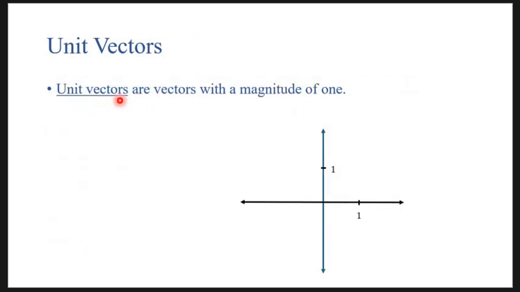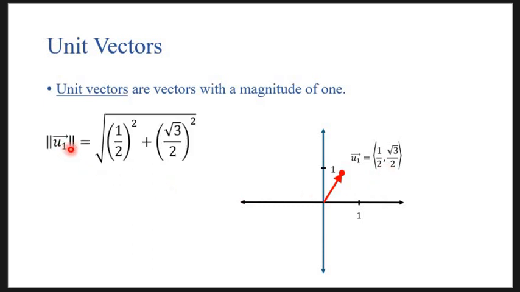Next, I want to define what a unit vector is. A unit vector is just a vector with a magnitude of 1. So here's an example. This vector right here, u1, is a unit vector. Find its magnitude. You get that the magnitude of that vector is the square root of 1/2 squared plus the square root of 3/2 squared. When I square 1/2, I get 1/4. When I square the square root of 3/2, I get 3/4. And when I add those two together, I get 4/4, which is 1. So I'm looking at the square root of 1, which is 1. So that is indeed a unit vector. It has a magnitude of 1. Notice the terminal point of this vector is actually on the unit circle.